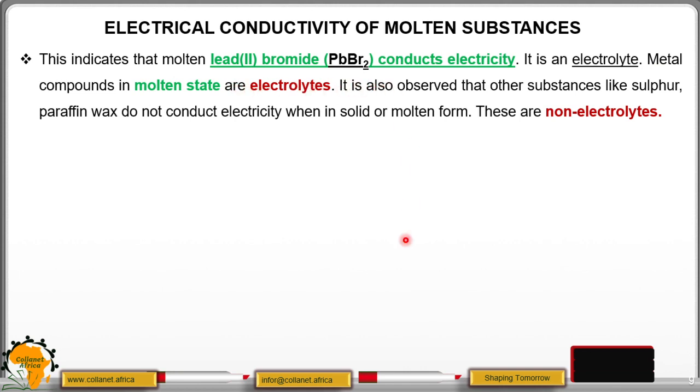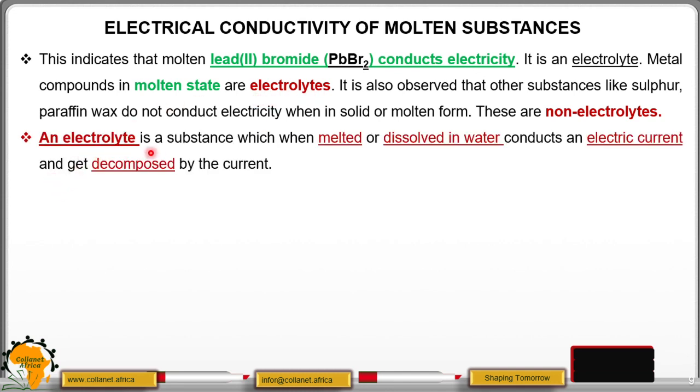It is also observed that other substances like sulfur and paraffin wax do not conduct electricity in either solid or molten form. Therefore, sulfur and paraffin wax are known as non-electrolytes. So electrolytes conduct electricity in molten state, and they also get decomposed.